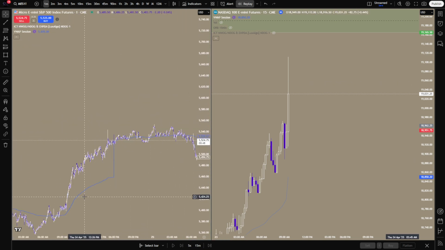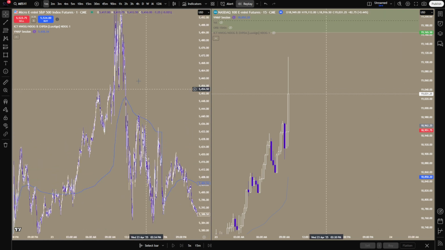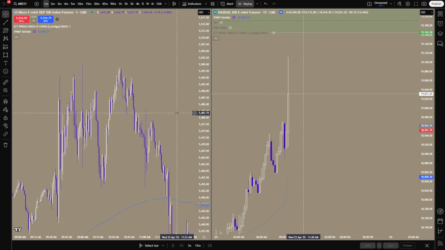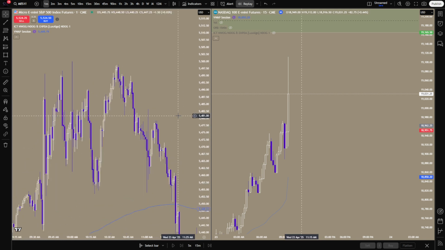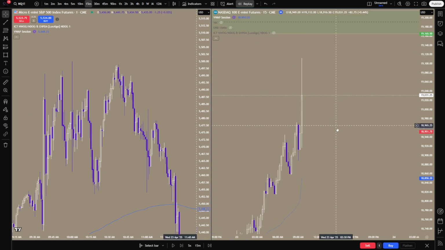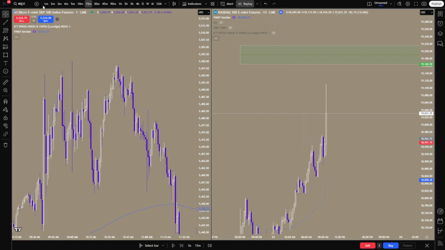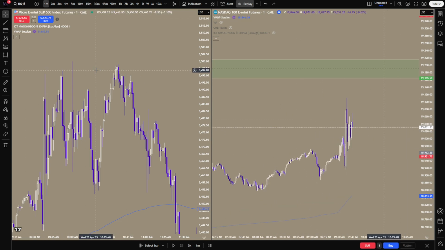So basically, what you're looking for with SMT, I know a lot of you probably already know what SMT is, but some of you might not. Let's say we're looking for a bearish move. You want to see NQ sweep a high and ES fail to sweep that same high for a reversal, right? So let's see if we can find one here. I'm going to go down to the 1-minute time frame.